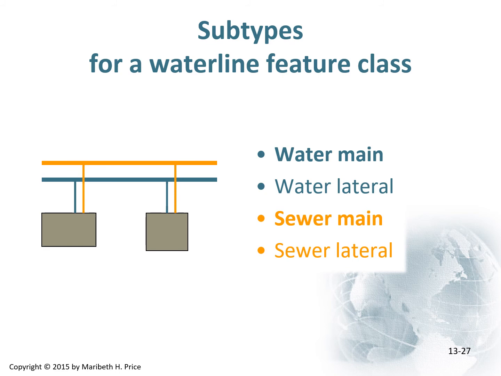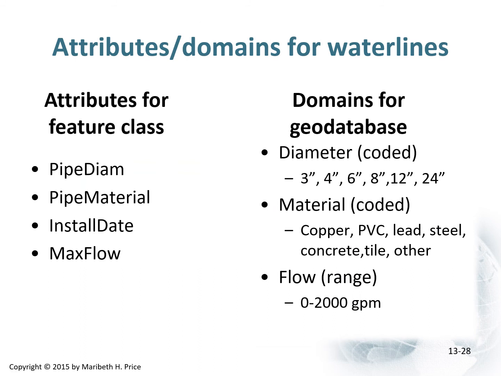Subtypes for a waterline feature class: water mains, water laterals, sewer mains, sewer laterals. These are the kind of things we're looking at. Attributes and domains for water lines. If we look at the attributes for the feature class itself: pipe diameter, pipe material, install date, maximum flow.